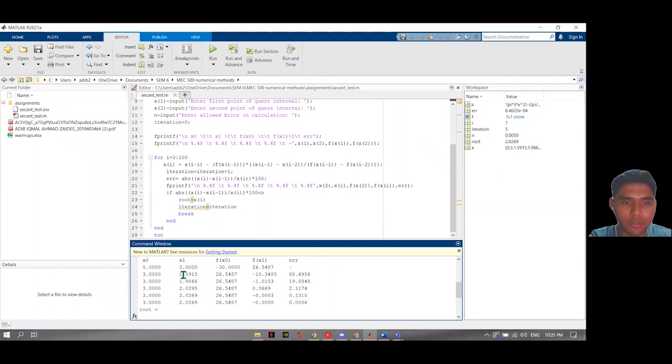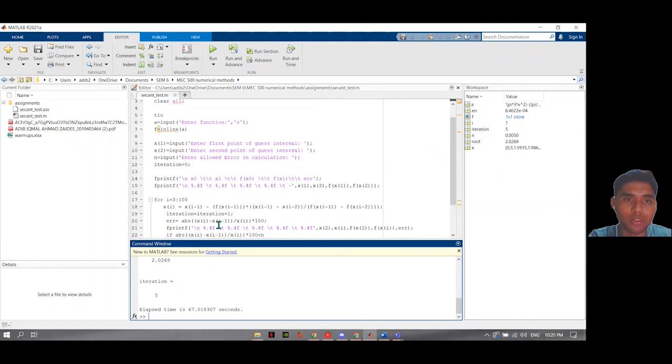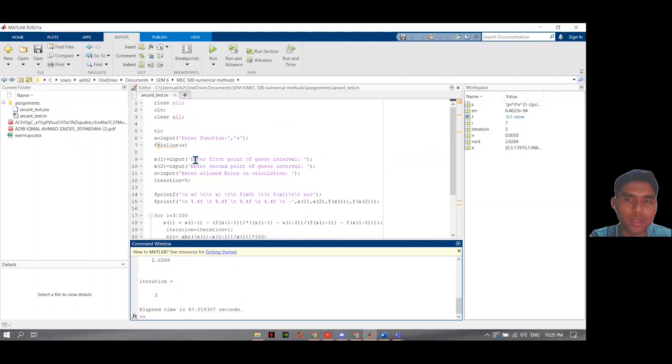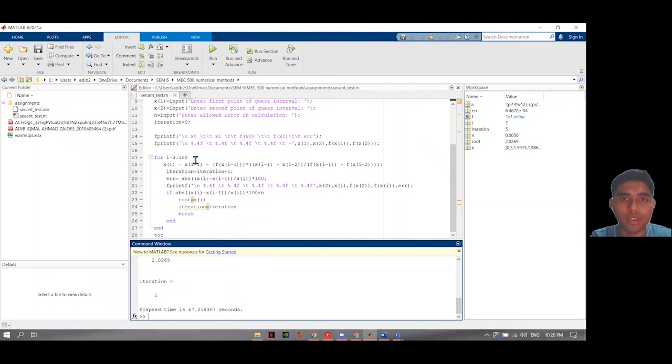We have 5 iterations to reach the estimated root of 2.0269. As you can see, in the 6th iteration the number is constant. So we took the iteration as 5, and the elapsed time is 67 seconds. We got this from the command tic toc, which can trace the time elapsed in the program. So that's all from me. Thank you.